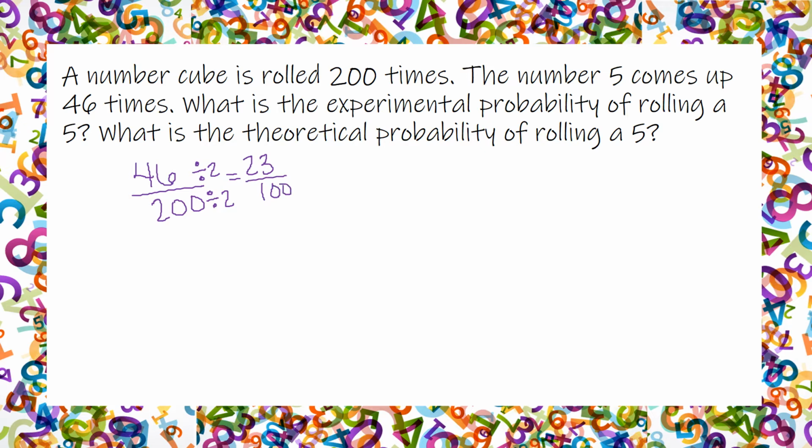100ths. And then we're looking for the theoretical probability of rolling a 5. Well, a number cube, that's a die or a dice. And that has 6 sides, one of which is a 5. So you have a 1 out of 6 chance of getting a 5, and that's your theoretical probability. That's what should happen in theory. The 23 out of 100 is your experimental probability, or what actually happened. What happens based on the experiment.